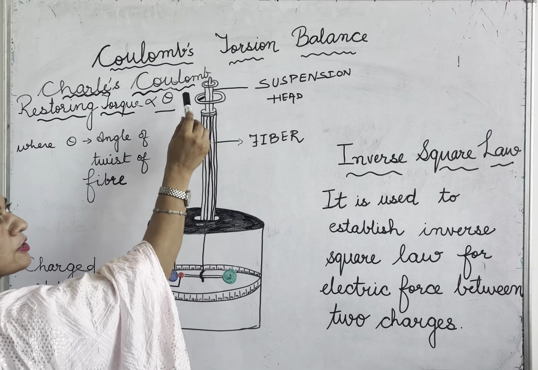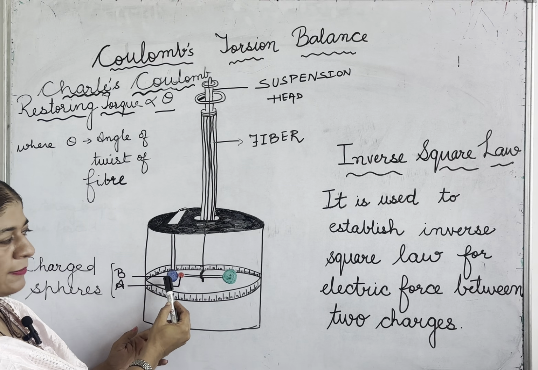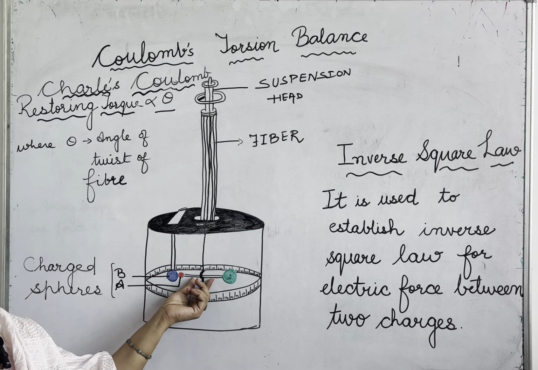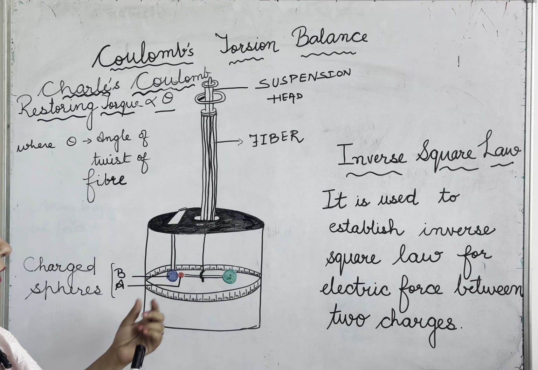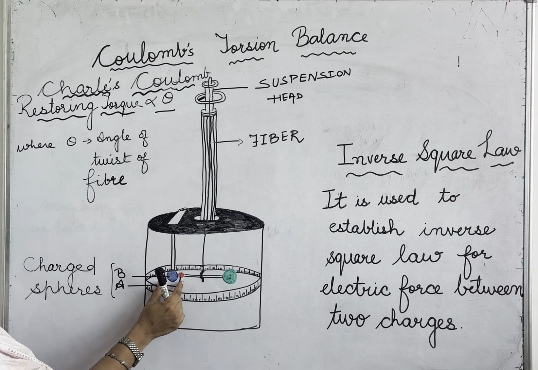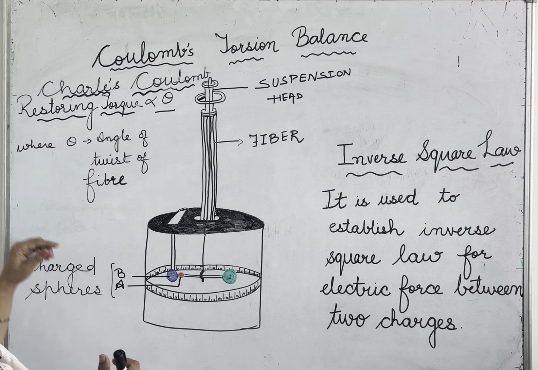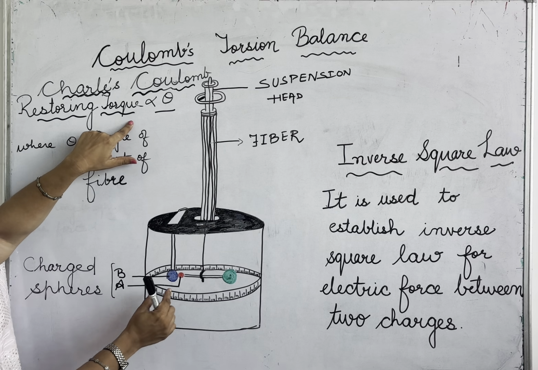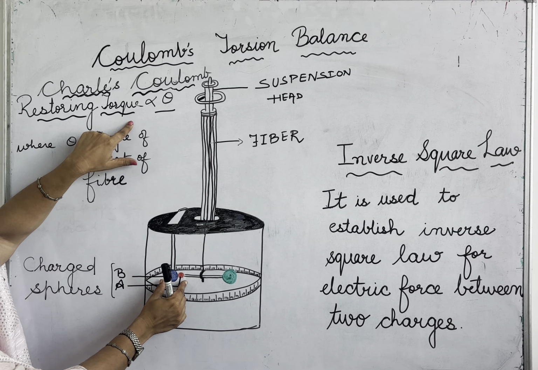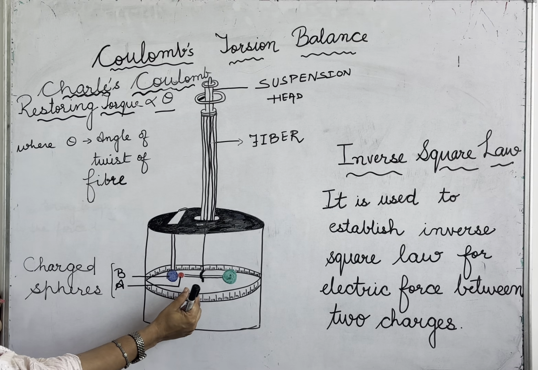And you can see in this figure a fiber is also attached with the arrangement of these two spheres. The twist in this fiber will be felt as the force between the two spheres. This twist is directly proportional to the force between them because it is of rotating nature. That is why we are talking about the restoring torque. This restoring torque is basically the force between the two spheres, and this is proportional to theta, where theta is the angle of the twist of the fiber.